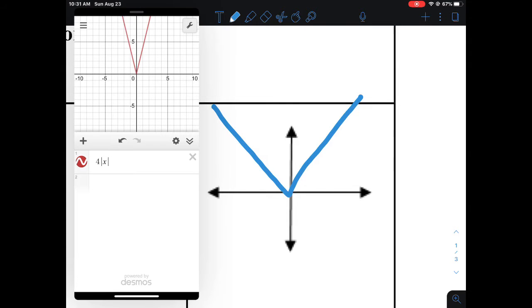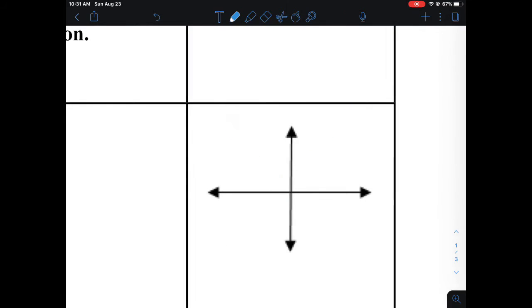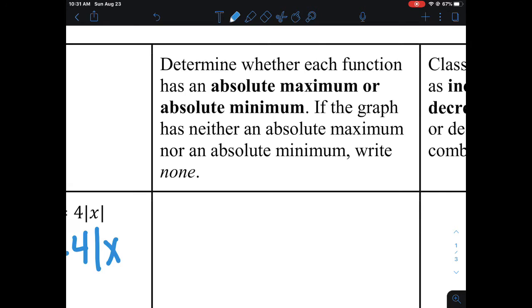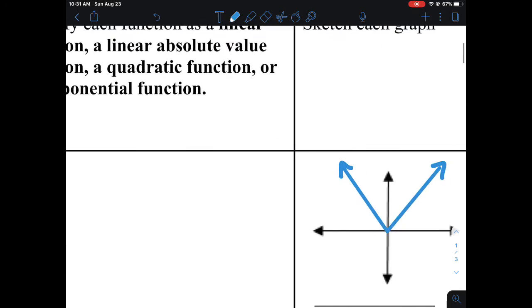It was a nice V. If you don't like these shaky lines, that's okay. Hold it, it turns straight. Hold it for a second, and it turns straight. I'll add my arrows on. Okay, first question. Determine whether each function has an absolute maximum or absolute minimum or none.